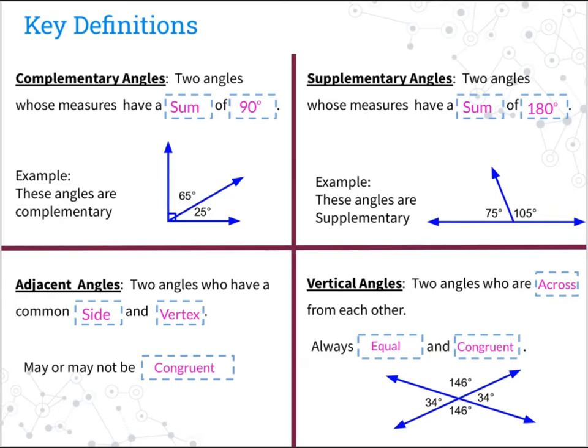So if you look down there at our example, we have two sets of vertical angles. We have 146 across from 146. They are vertical angles. And we have 34 across from 34. They are vertical angles because they are across from each other, they are equal, and they are congruent. Now let's take a look at example A.